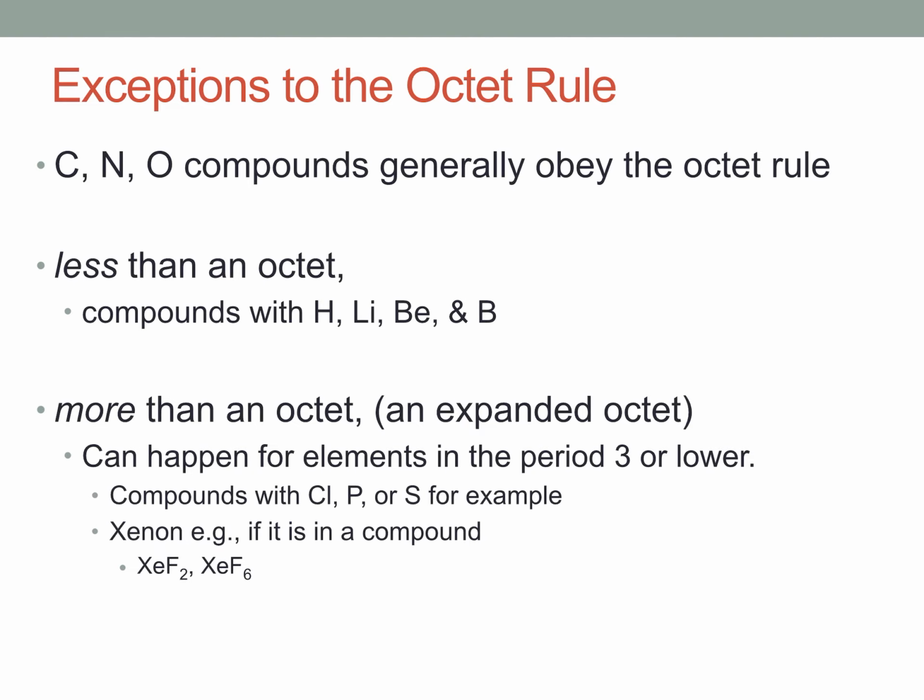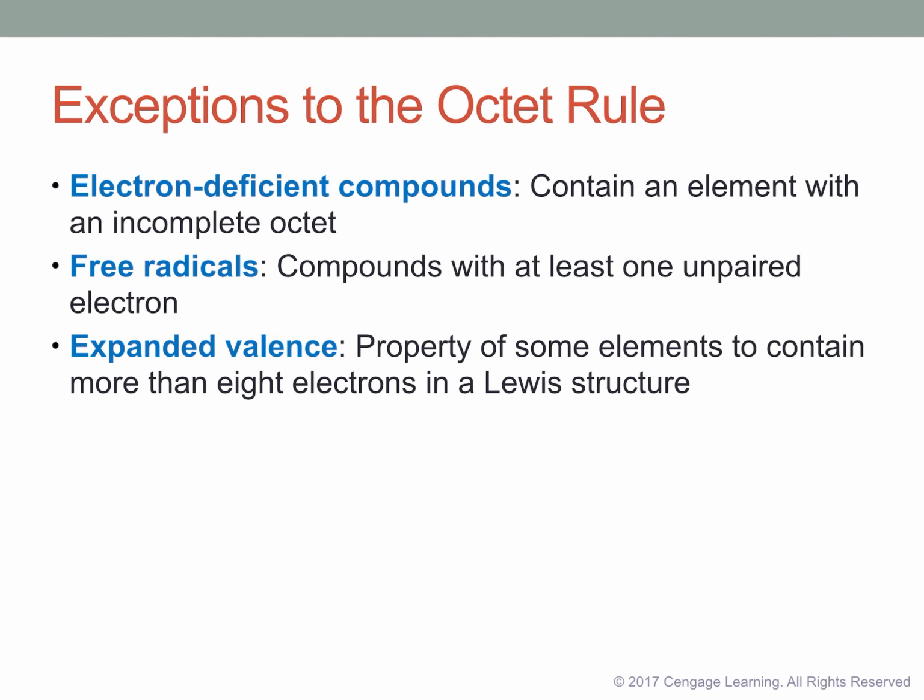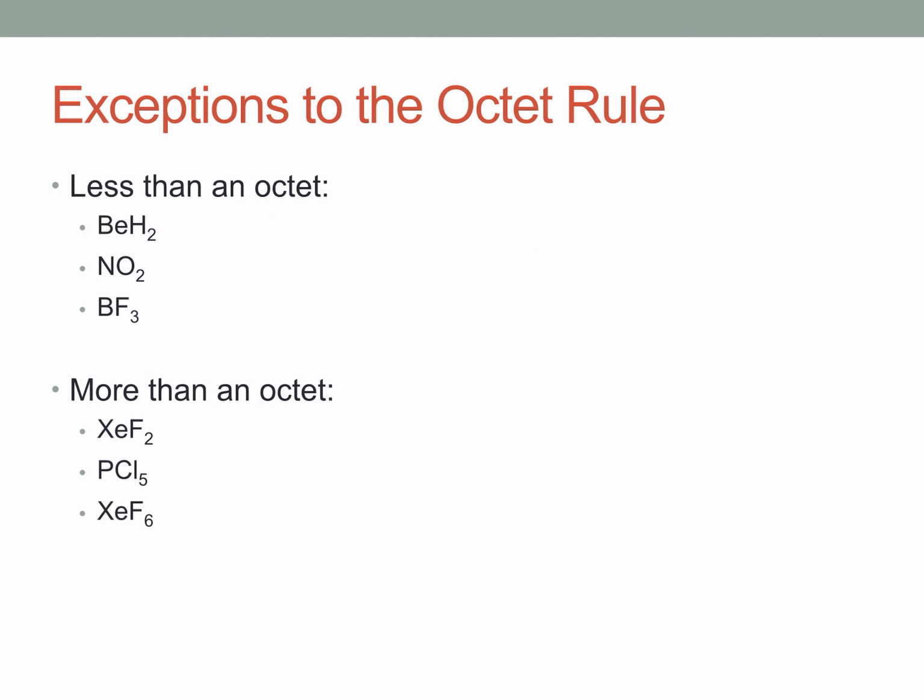And then we can also have more than an octet, and this happens for elements that are in period 3 and lower, so that's a lot of them. So we're just going to draw some examples here, and we're going to see electron deficient compounds. So for the less than an octet, we're going to have an odd number of electrons, and that one unpaired electron is called a free radical. And then we'll look at the expanded octet.